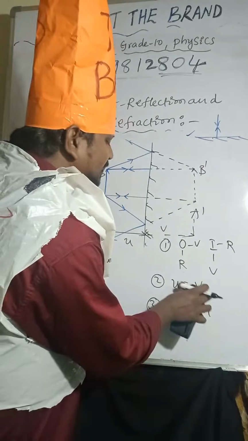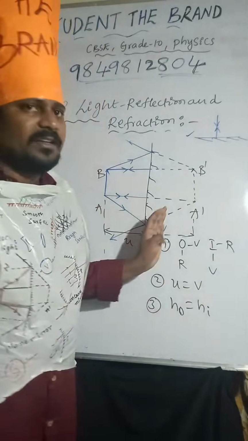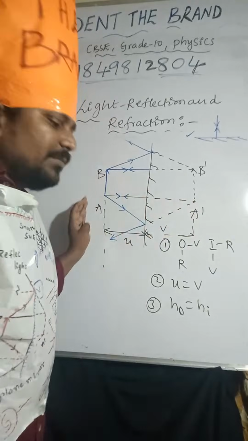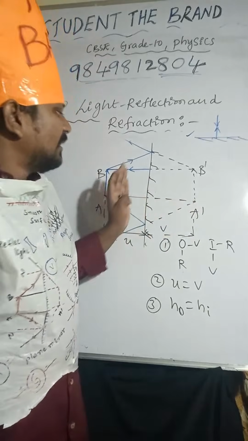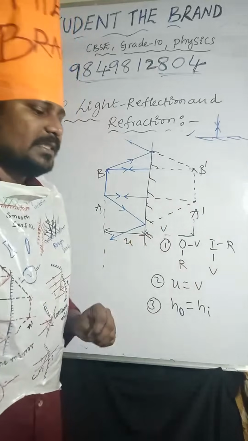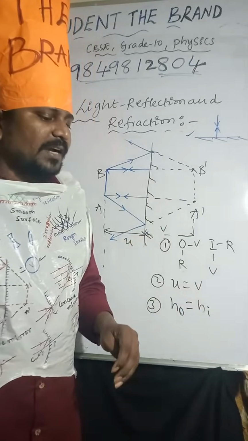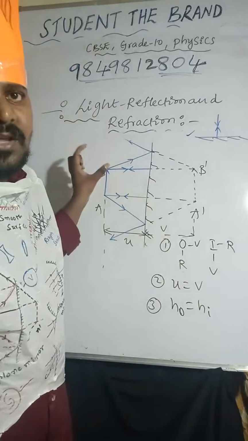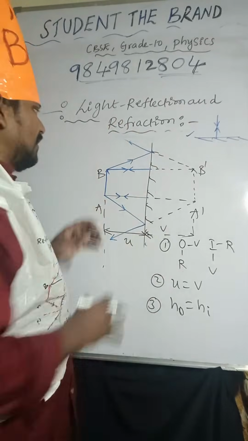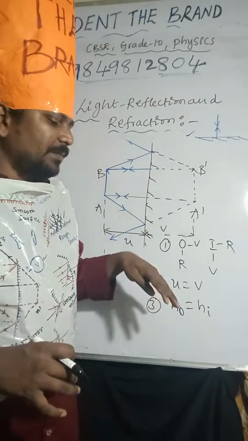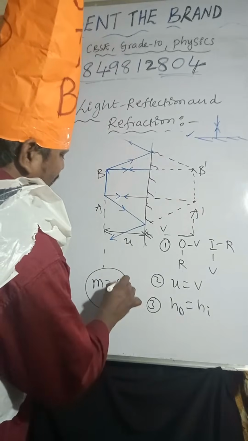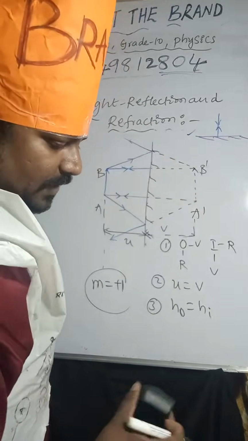What is object distance? The distance between object and mirror is called object distance. The distance between mirror and image is called image distance. So object distance is equal to image distance, and the height of the object is equal to the height of the image. Height or size of the object is equal to size of the image. So this is the nature of the image formed by the plane mirror, and the magnification of the plane mirror is +1.